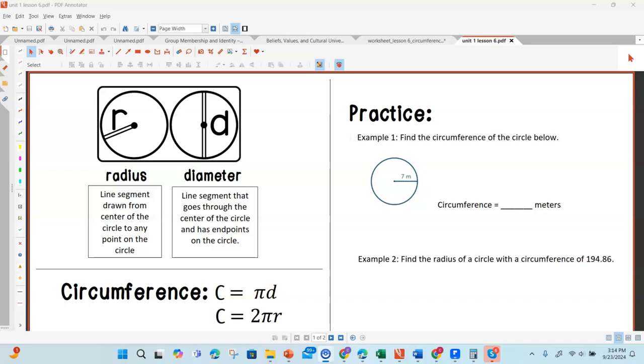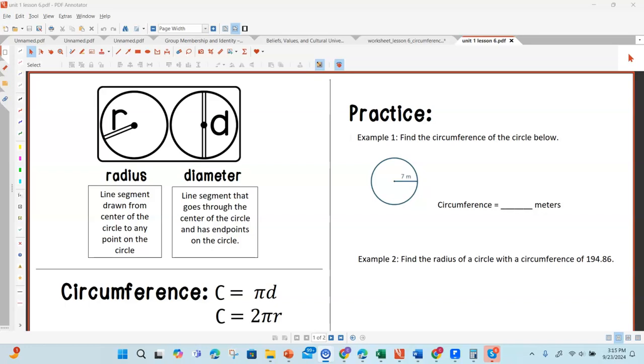In order to find circumference and area, we do need to understand the distance from the center of the circle to the outer parts of the circle, and also the distance from one side of the circle to the other side. So here we have the radius. The radius is the line segment drawn from the center of the circle to any point on the circle. So we go from the center to any point of the circle.